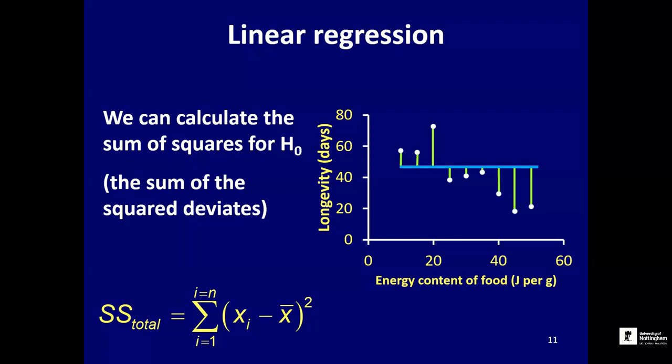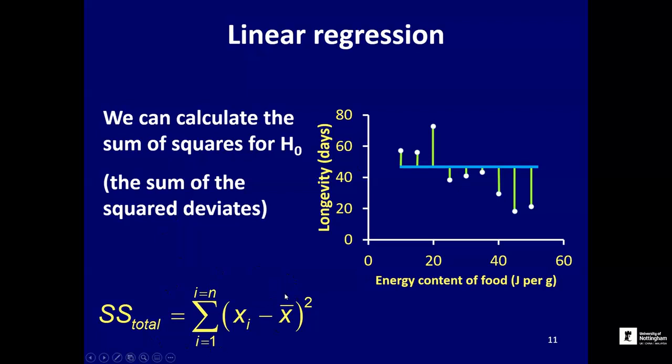So this should seem very familiar, because this is exactly what we did right back at the beginning of these lectures when we were calculating the sum of squares in order to quantify the variability in the data set. And that's really all we're doing here: we're quantifying the variability in the data set, in this case in the context of the null hypothesis, which in this case just is the mean longevity. You'll understand in a minute why we're doing this, because we're going to contrast it with a line of best fit, when things will change.